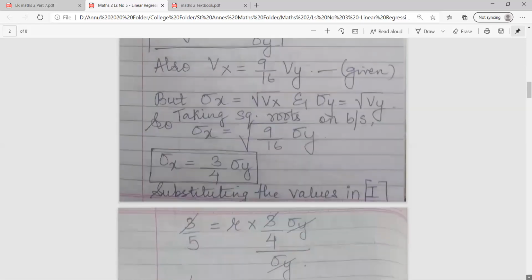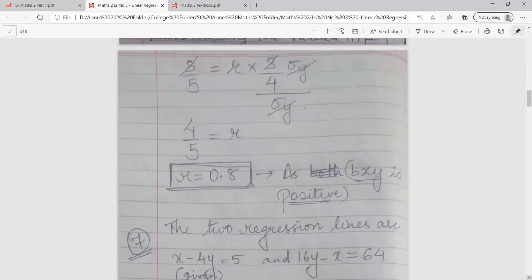Now we'll substitute both the values in the equation above. So I get 3 by 5 is equal to r into 3 by 4 sigma y upon sigma y. So sigma y gets cancelled, 3 gets cancelled. I'll take 4 that side by cross multiplying. So I get the value of r as 0.8 because bxy is positive as we are having only one regression coefficient.